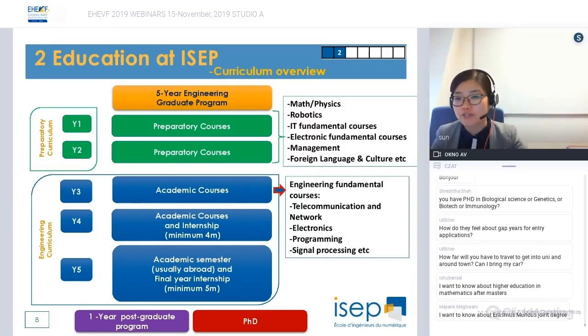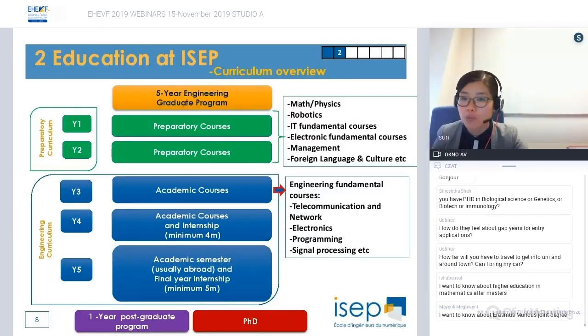And then after a competition, but for foreign students, if let's say you have already a bachelor degree, you won't participate in this competition. For example, for Indian students, if you have a 4 years BTech degree, you can enroll directly to the fourth year and fifth year to obtain the engineering graduate degree. And for a high school student, if you want to join this five-year program, it's possible. And you can join our 2 years preparatory courses in our campus.